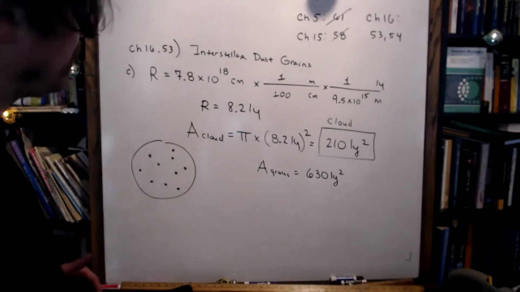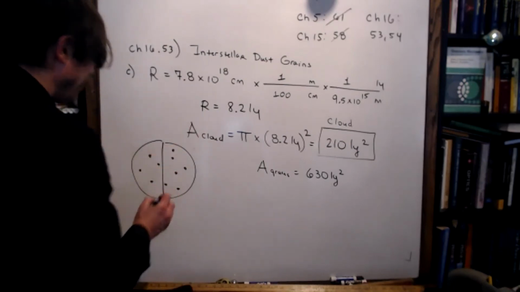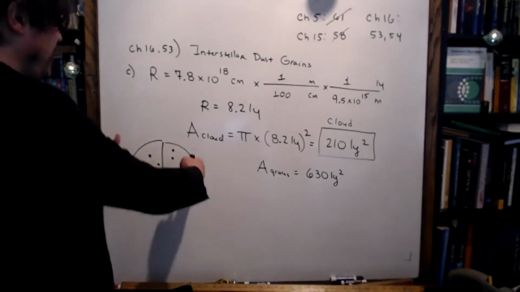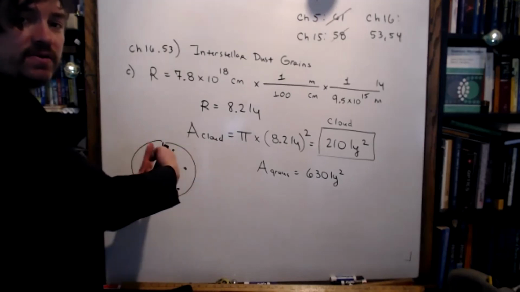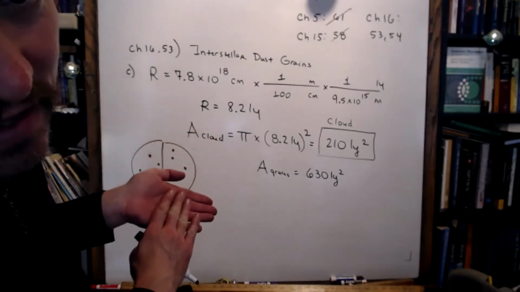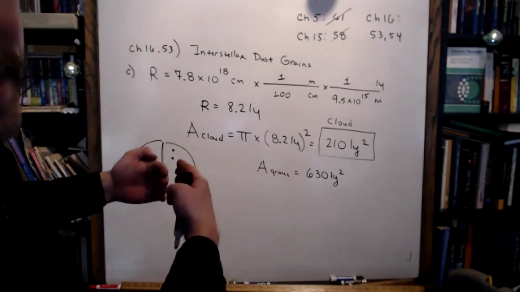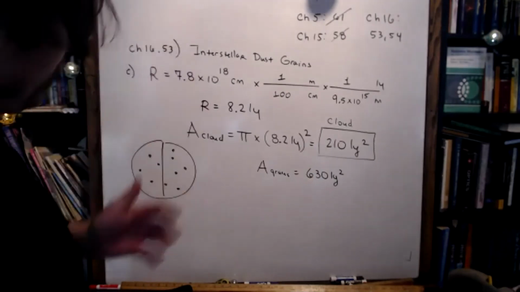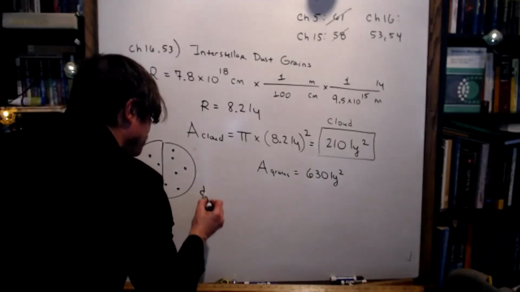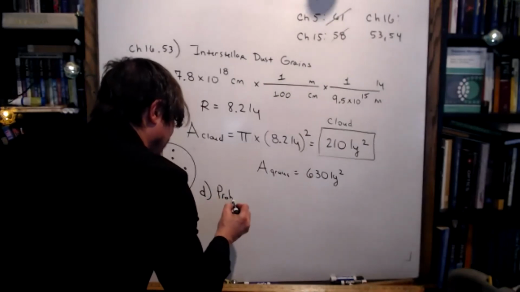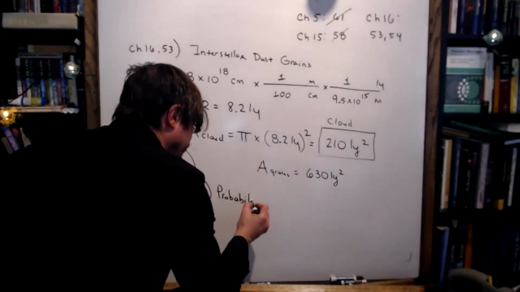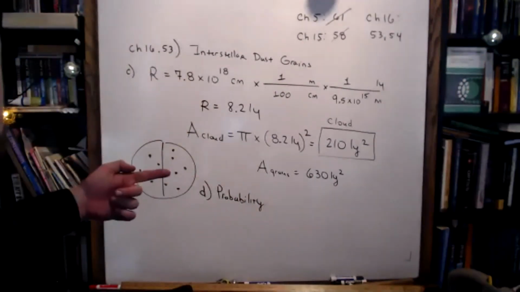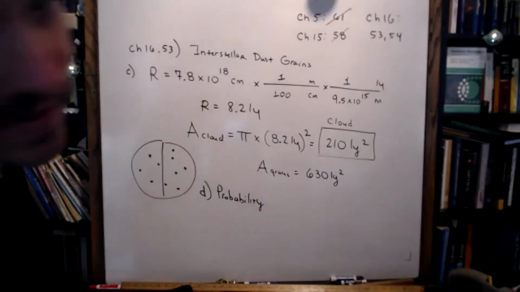We treated the cloud like a cross-sectional disk. We sliced it in half, and we imagined that the photon was going through there. But if you take all the grains forward and back and you collapse them and compare them against that disk, since the grains are distributed deep into the cloud, they end up having more target area than the cloud itself. Therefore, in part D, we say the probability that a photon will hit one of the grains is the ratio of the area of the grains to the area of the cloud.